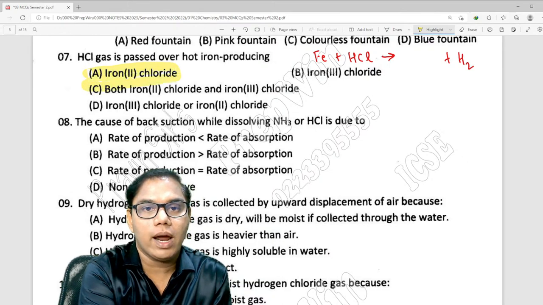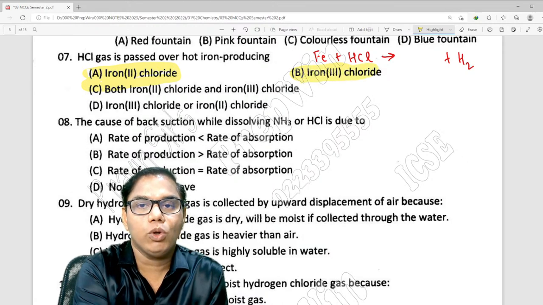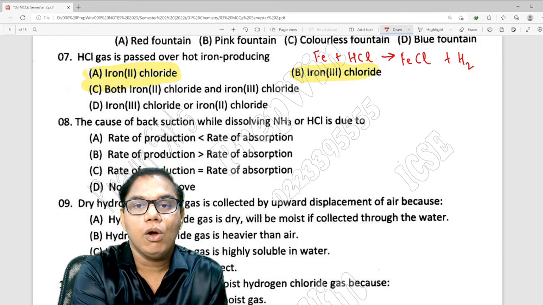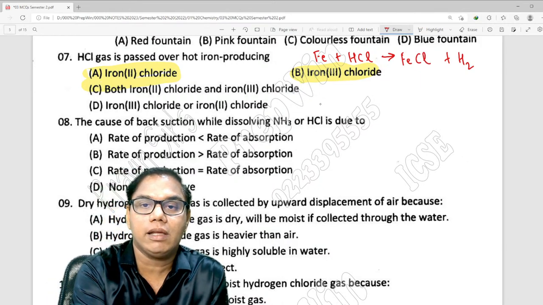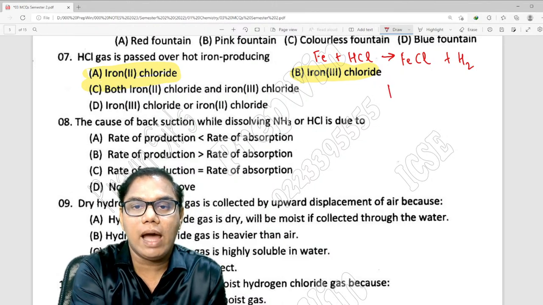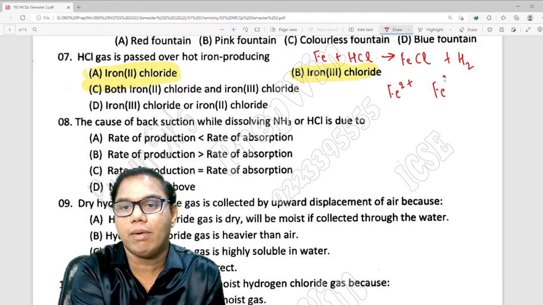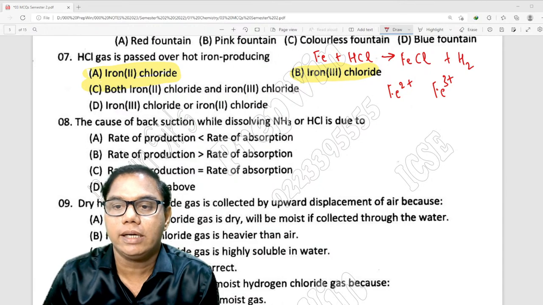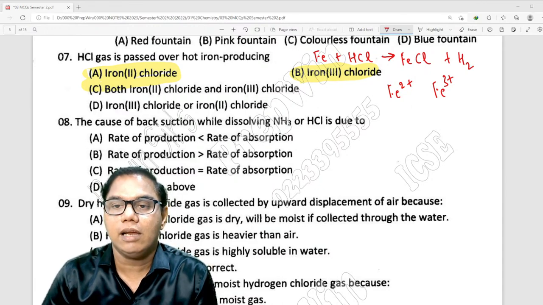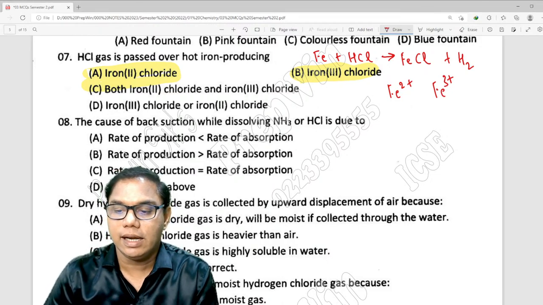Iron 2 chloride or iron 3 chloride. FeCl, or both? What will be the valency of iron? Iron has two valencies, plus 2 and plus 3. Variable valency, because it belongs to the transition elements in the periodic table. It is a transition element.